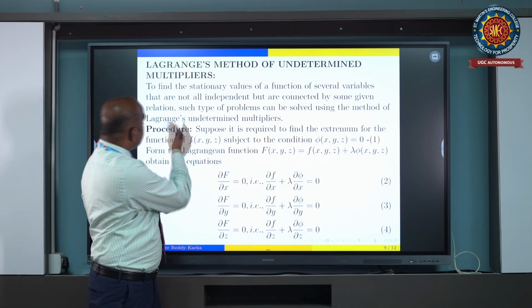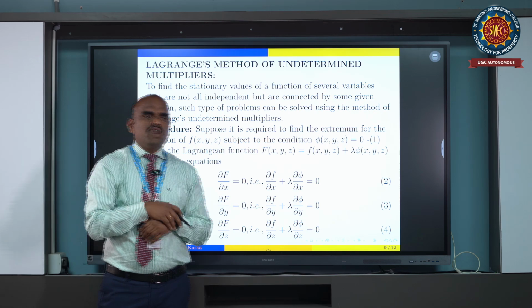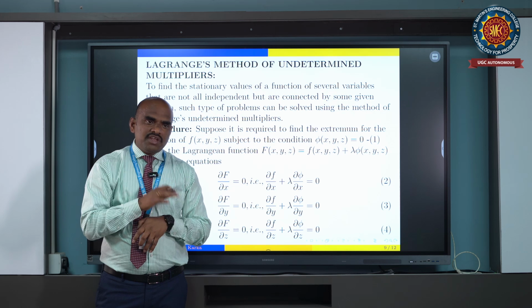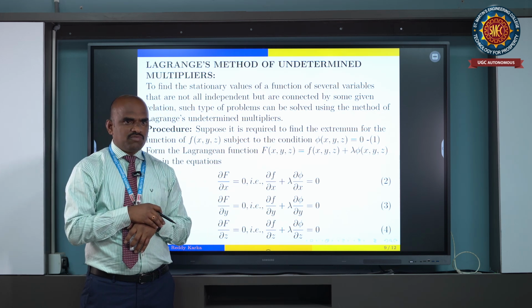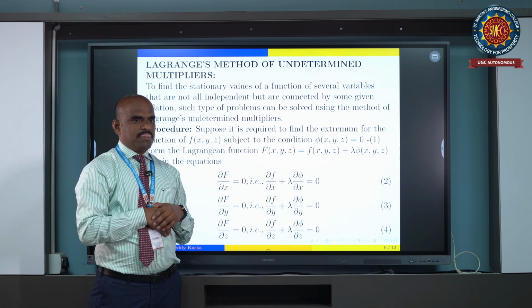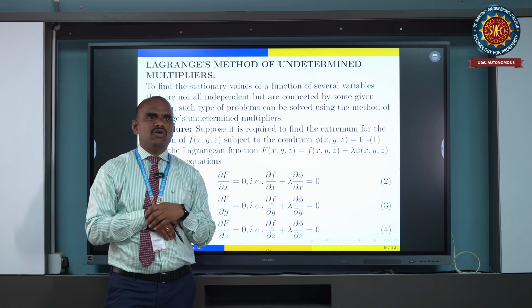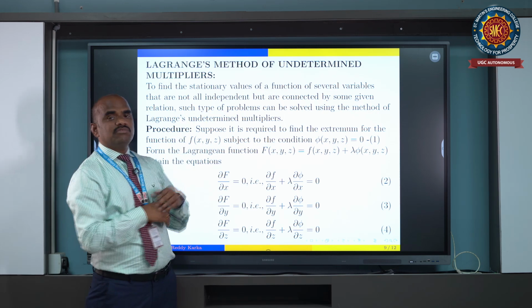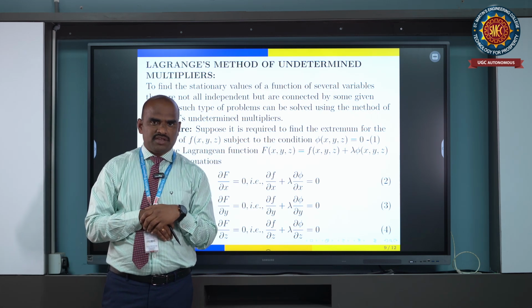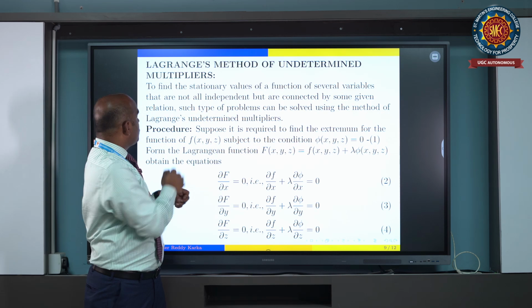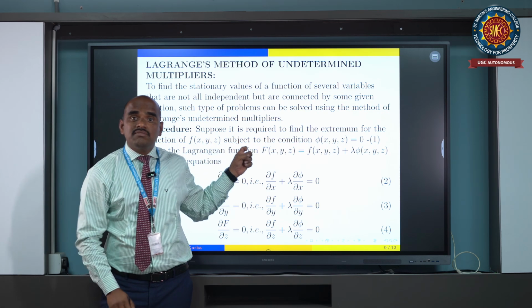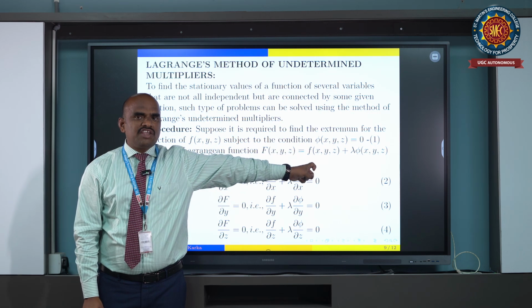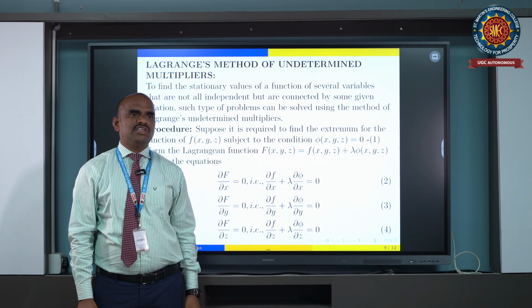Next, if we want to find the maxima and minima of functions of three variables with some condition, how do we find the maxima and minima? Here we can use Lagrange's method of undetermined multipliers. In this case, suppose we want to find the maxima and minima of a given function f of x, y, z. The given condition is phi of x, y, z equal to 0.